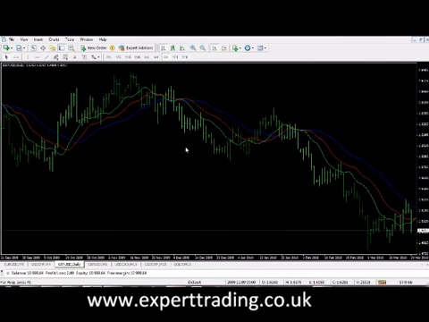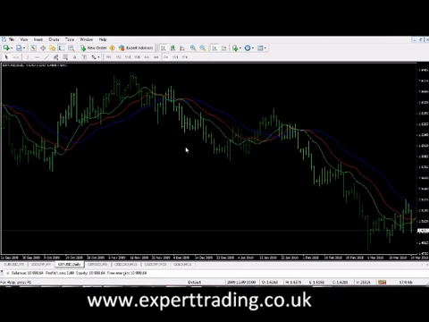Now, the general rule of thumb for us is to do this on the daily time frame. This is a significant fractal time frame, and then we manage our trade on the 4-hour time frame. This is very important. Okay, so what are we going to do?